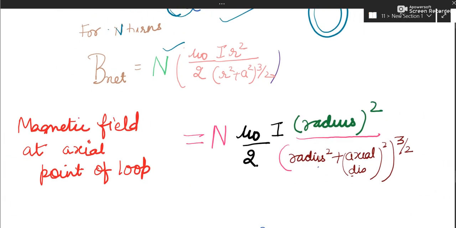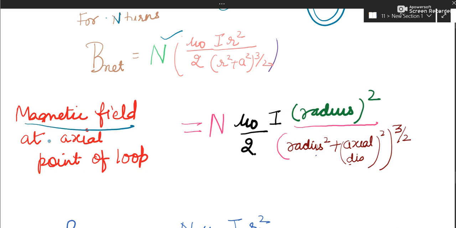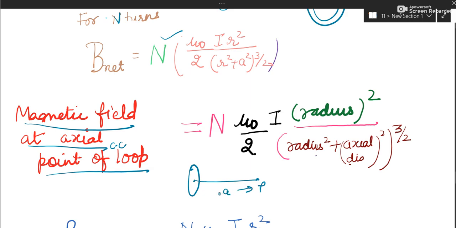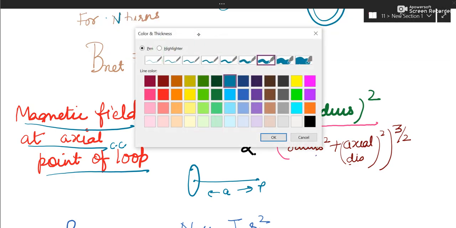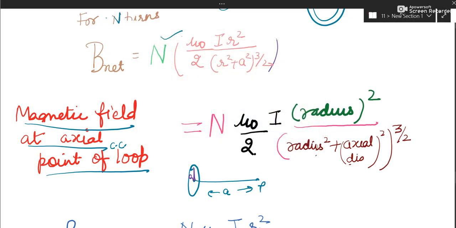So how do I learn this formula? This is very important. First of all, magnetic field at the axial point of a current carrying loop. This is the loop, this is the center, this is the axial point, this is A. I am telling you the labeling once again, and radius is radius. This is the slant distance, which is the Biot-Savart distance. The point is here. So you can make a proper diagram.